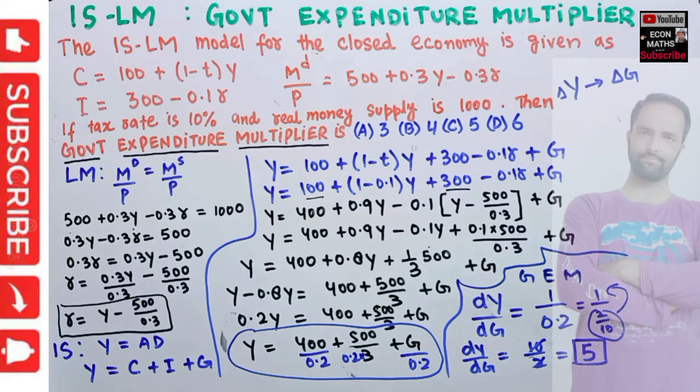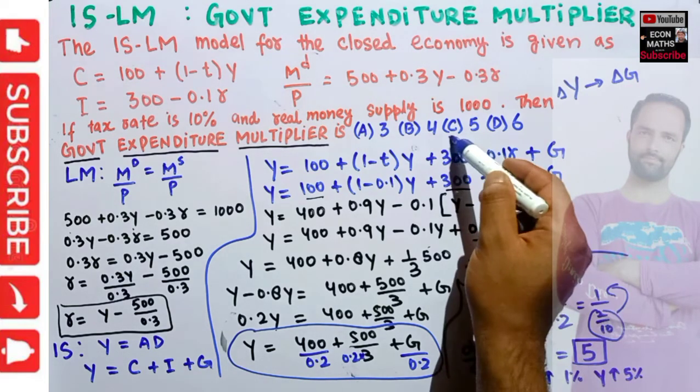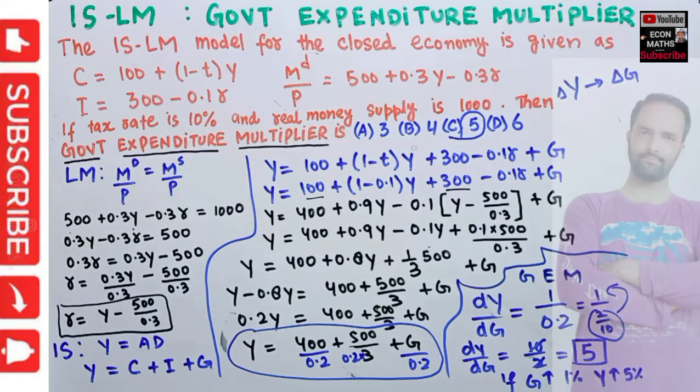Okay, and if I interpret this 5, it simply tells us that if government expenditure increases by 1 unit or by 1%, our income will increase by 5%. Okay, I hope I make myself clear. So the correct option should be this C option.